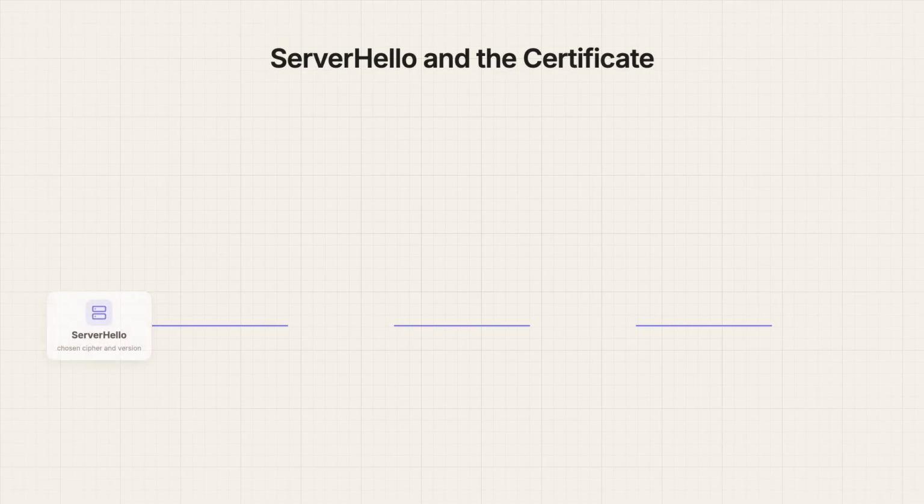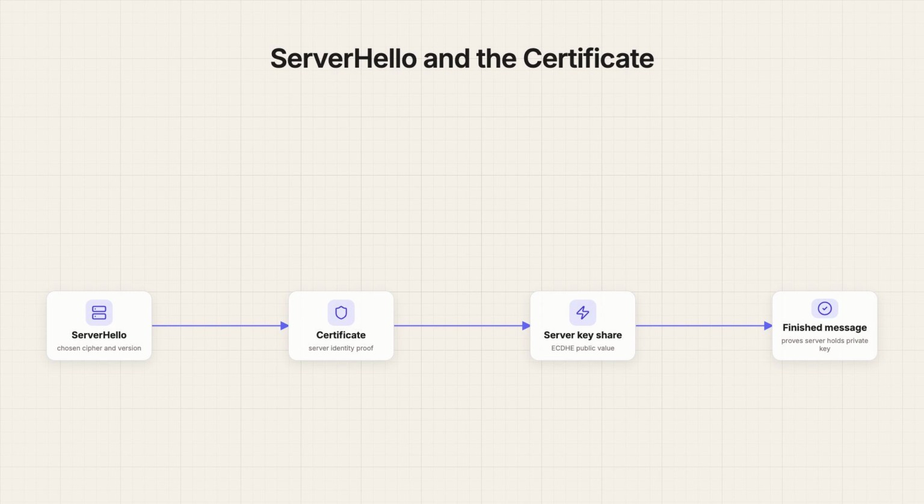The server replies with its ServerHello, picking one cipher suite and confirming the TLS version, followed immediately by its certificate chain and its own ephemeral public key value. In TLS 1.3, the server also sends a finished message in this same flight, which is a cryptographic proof that the server possesses the private key matching the certificate. The browser must verify all of this before trusting the connection.